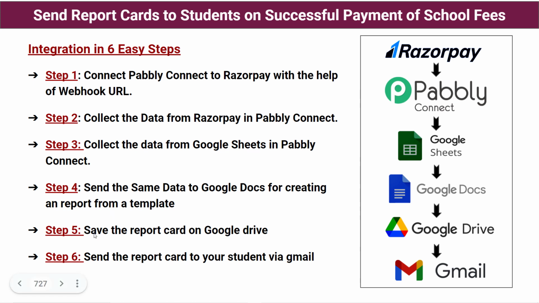Okay, then we have step 5, save the report card on Google Drive. So once the report card is created, it will be saved in Google Drive, and afterwards we are going to basically create a shareable link. Now the shareable link will be sent via Gmail to the student. Okay, so these are the 6 easy steps, and I will show you all of them in detail.